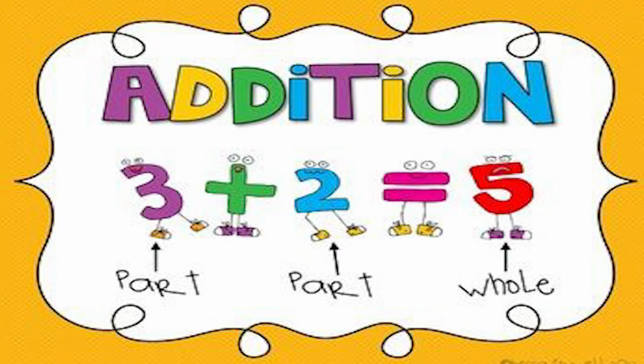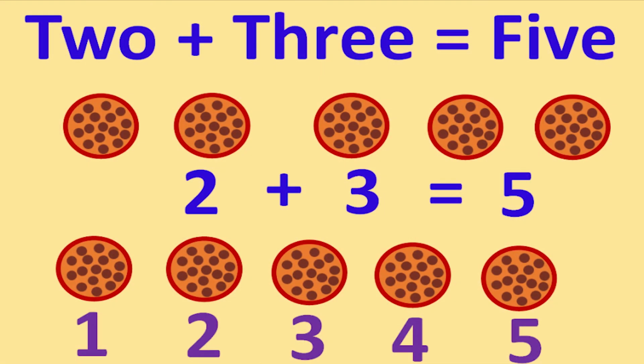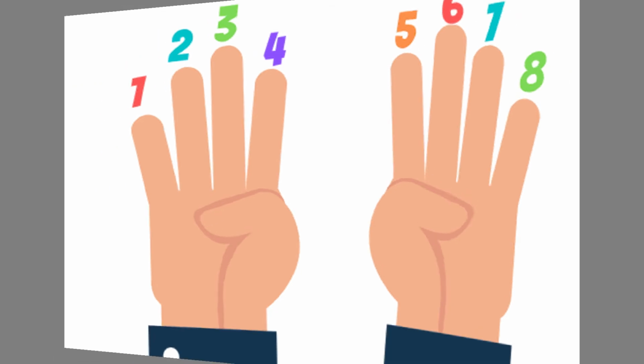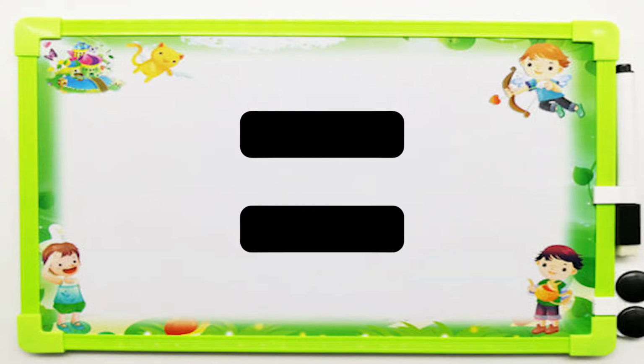Addition. Today we will learn basic addition. Addition means all together. We will do counting using objects and fingers. This is plus sign. It is used for addition. And this is equal to. It means it is the result of the counting.